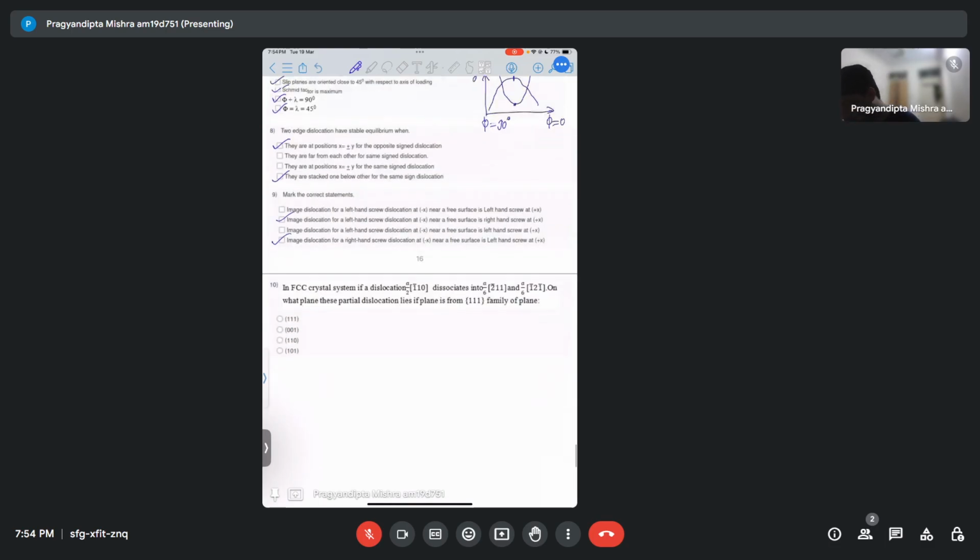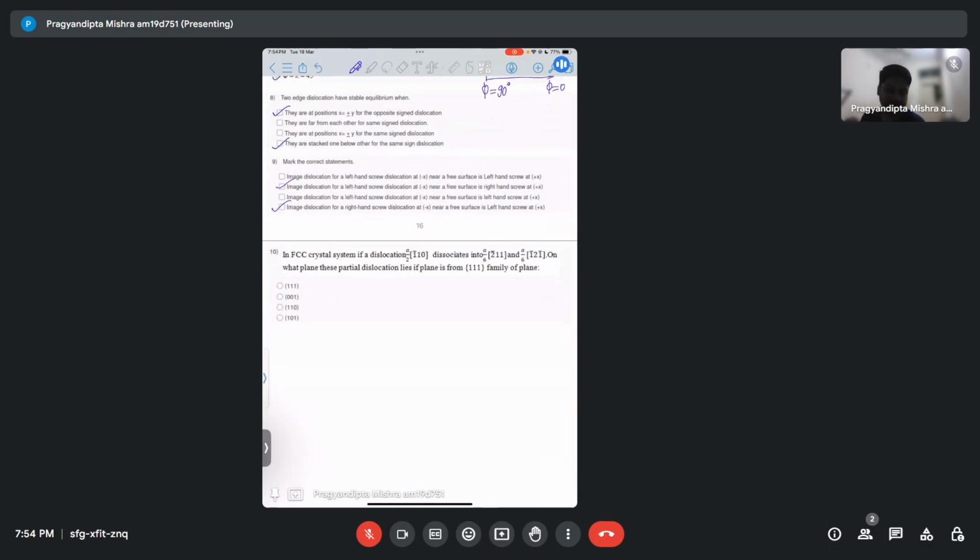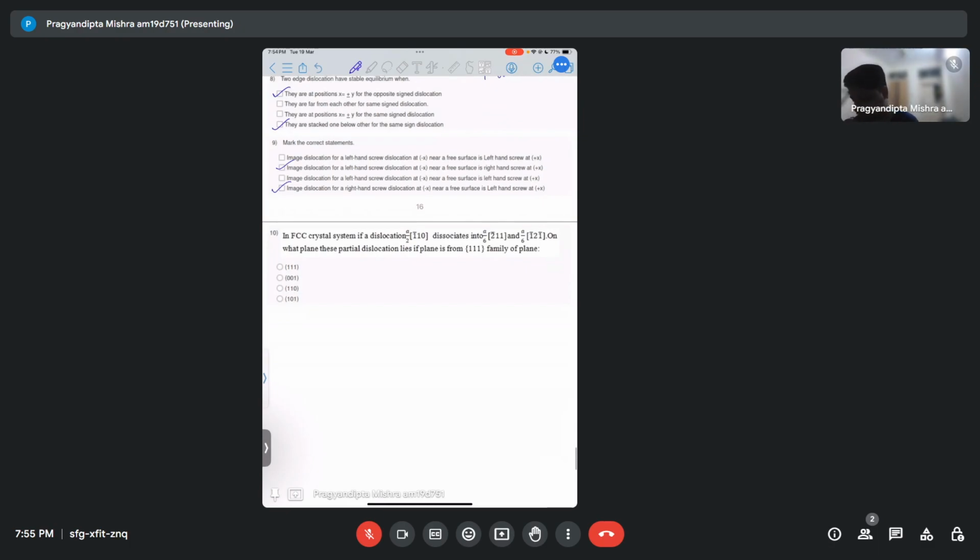Okay. So now moving on to the last question. In FCC crystal system, if a dislocation a/2 [1 1 0] dissociates into a/6 [2 bar 1 1] and a/6 [1 bar 2 1 bar], on what plane do these partial dislocations lie, if the plane is from the {1 1 1} family of planes? Okay. So this is the question.